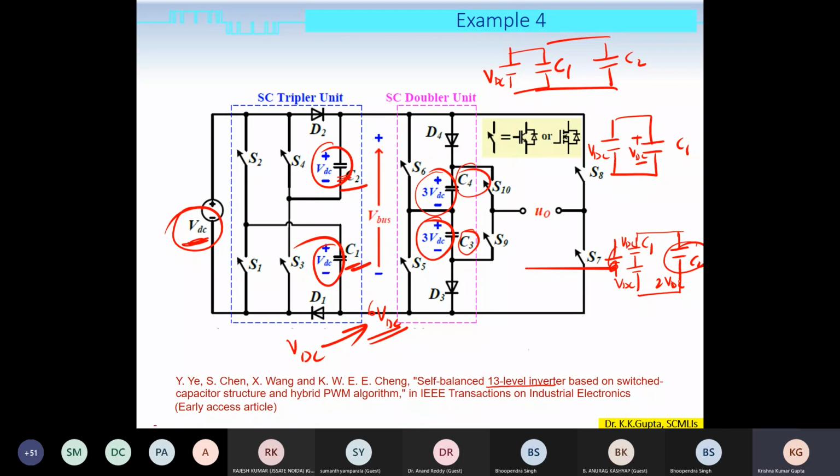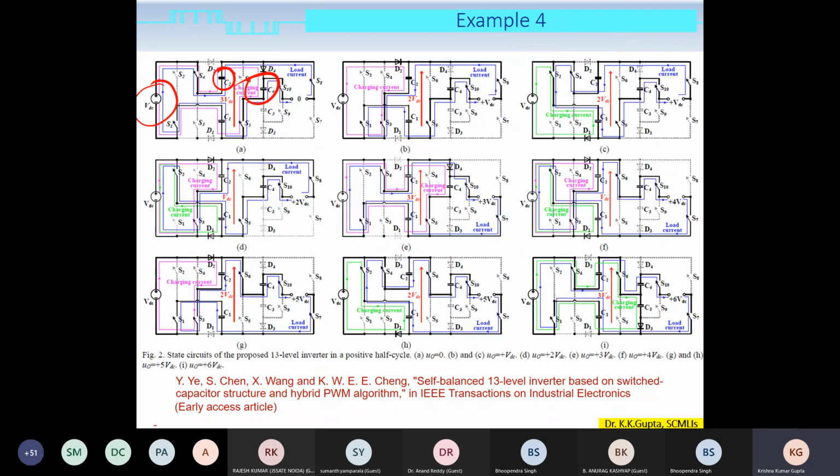So this is another approach. We call it asymmetric charging. You're not charging all the capacitors by bringing them in parallel with the source itself. Rather, you are taking help of other capacitors to charge one of the capacitors. Okay, so this is asymmetric charging, a very interesting work.